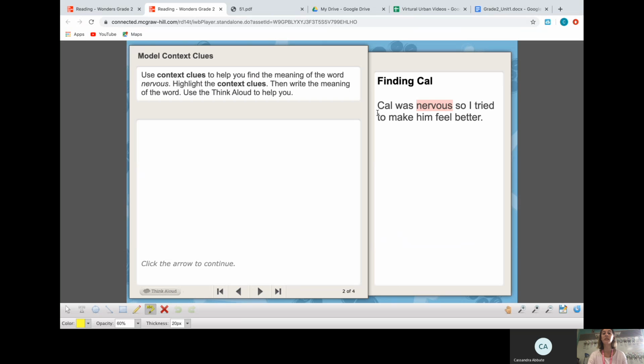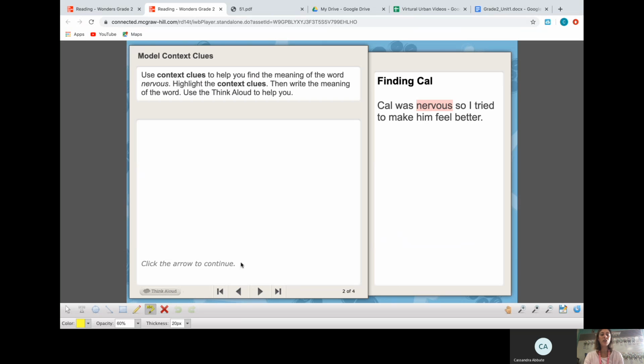So let's read the sentence. Cal was nervous, so I tried to make him feel better. So we're just going to say that we don't know what the word nervous means. So I'm going to look in that same sentence for maybe some clues that are going to help me. Whenever you read it, Cal was nervous, so I tried to make him feel better.